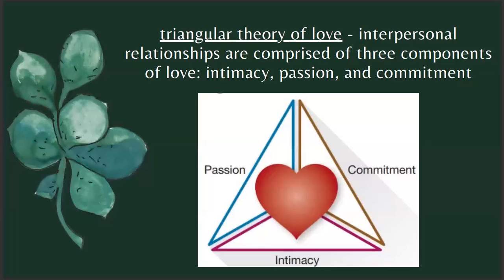So according to the triangular theory of love, this is interpersonal relationships are comprised of three components: intimacy, passion, and commitment. And depending on the type of relationship it is, so consummate love takes up all three. That is a fully balanced romantic love. So commitment and intimacy, well, that can be a close friendship. So you're committed to that person, you see yourself wanting to be friends with them forever.